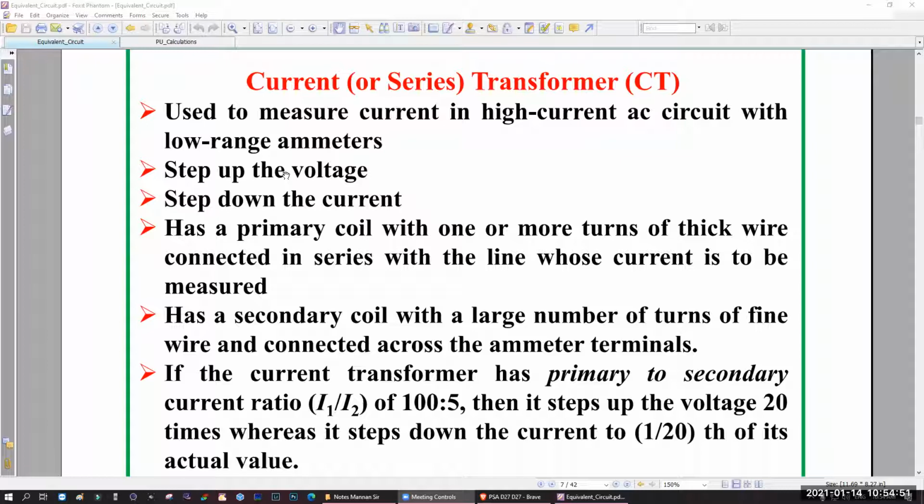That way is using a transformer, current transformer. If you use a current transformer in that line, the current will step down to less than 30 ampere. That time you can measure the current and you can multiply that result with that factor, right? Understood? Yes, sir. So step up the voltage, step down the current. It has the primary coil with one or more turns of thick wire connected in series.